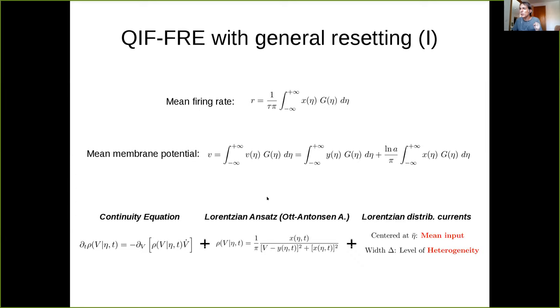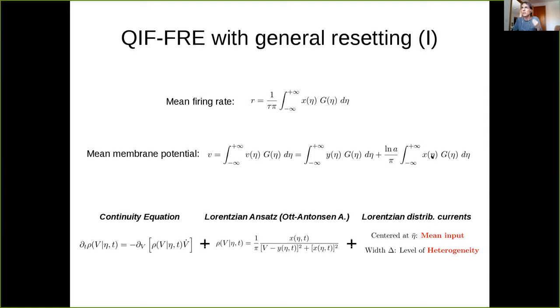And now the procedure to obtain the firing rate model is standard. So we write the continuity equation, we plug in the Lorentzian ansatz, which corresponds to the Ott-Antonsen ansatz, but in a different space. The correspondence between the Ott-Antonsen and this Lorentzian ansatz is via this conformal map that I was talking about. And then we consider a distribution here, which is also Lorentzian, centered at some eta bar, and it has a certain width delta. Okay, this delta will measure the amount of heterogeneity in our population. I choose this distribution to be Lorentzian because then these integrals can be solved by applying Cauchy's residue theorem.